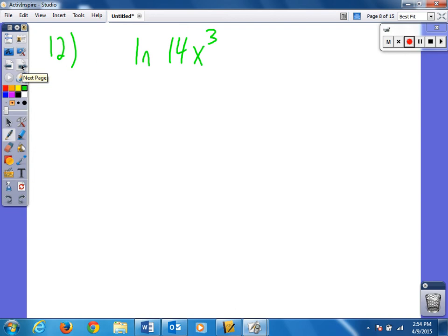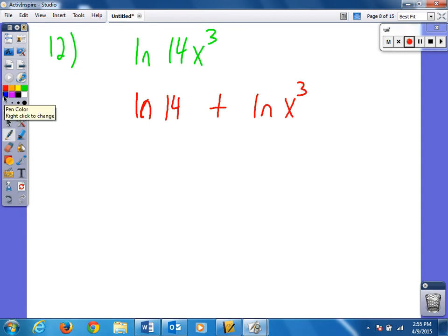For this one, a lot of you guys were trying to do something like that. So that's the right idea of bringing the exponent down out front and multiplying, but you can only do that if you have the entire thing inside the logarithm raised to that power. So 14 is not raised to the third power. So we need to separate these logarithms. We need to expand them first, and then we can pull down the exponent. So using the logarithm rules, this is the natural log of 14 plus the natural log of x cubed.